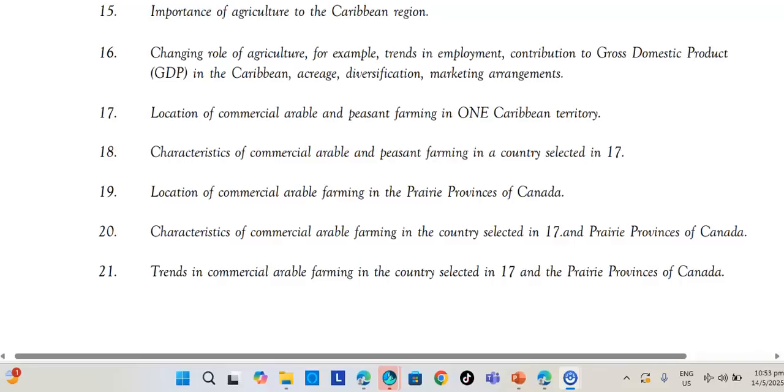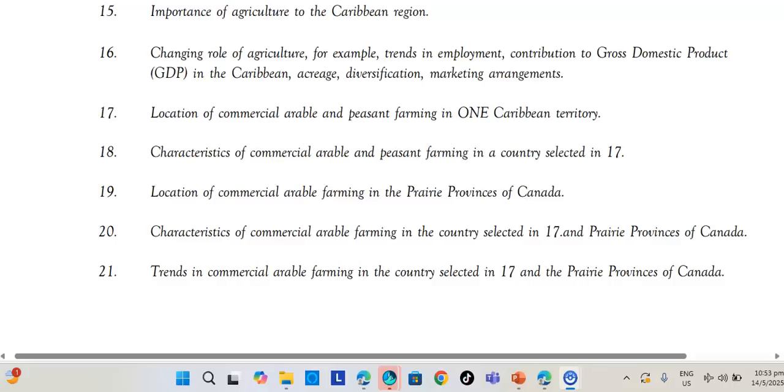Peasant farming characteristics: small farms run by families or individuals, crops mainly for home use or local sale, limited use of machines, found on slopes or hillsides where land is cheaper or more available, may include mixed farming, for example growing crops and raising animals together.